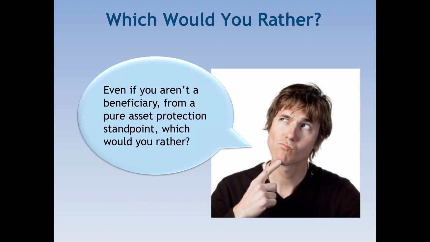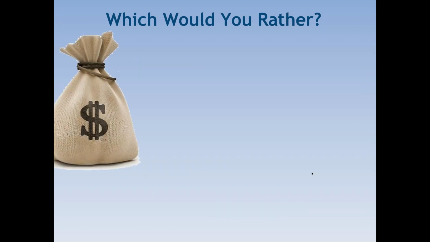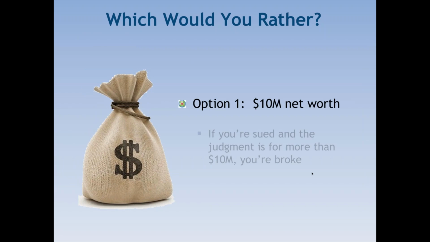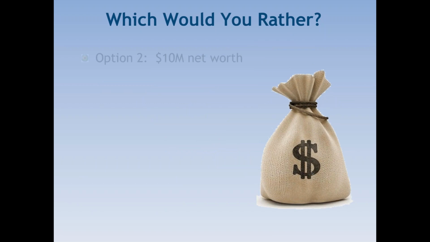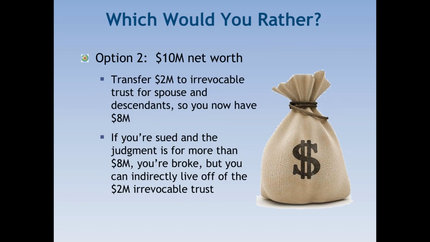So here's a question: even if you aren't a beneficiary initially, from a pure asset protection standpoint, would you rather have $10 million net worth? If you're sued and the judgment is for more than $10 million, you're suddenly broke. It's a bad situation to be in. Or if you had $10 million net worth and you transferred $2 million to an irrevocable trust for your spouse and descendants, now you have $8 million. If you're sued and the judgment is for more than $8 million, technically you're broke, but you can indirectly live off the $2 million in the irrevocable trust.